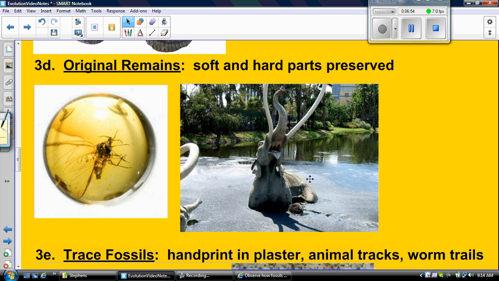Okay, tar pits will do the same thing. Tar pits can preserve soft and hard parts of living things. So tar pits are found in really swampy areas. So dinosaurs could have been preserved in tar pits.